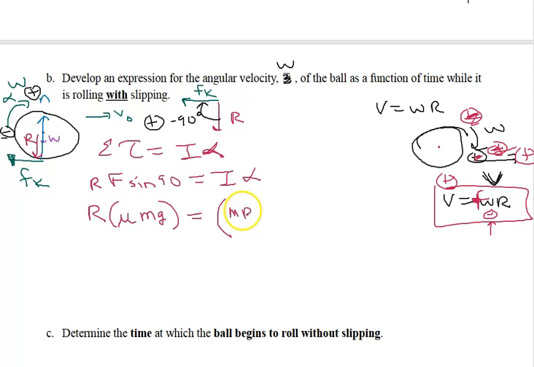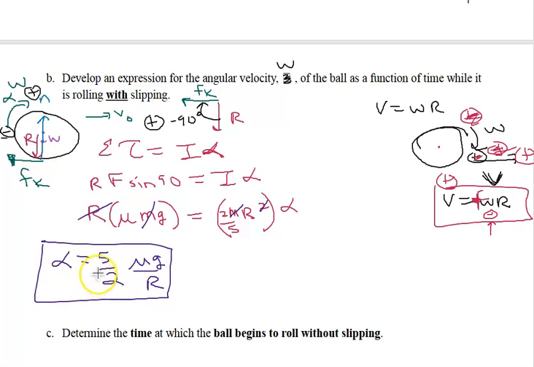I is 2/5 mr squared, right? I think it's a sphere, times alpha. Okay, so a little bit more complicated than F equals ma. But the mass still cancels. That's awesome. One of the R's cancels. So alpha is 5/2 mu g over R.